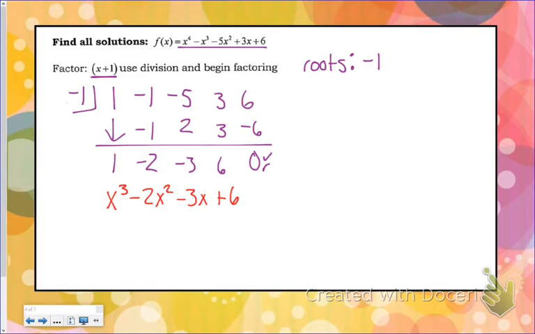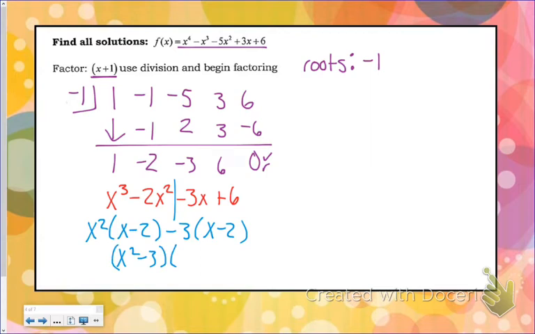So I'm going to factor this by grouping. Cut it in half. x squared comes out, and I'm left with x minus 2. Minus 3 comes out, and I'm left with x minus 2. Your parentheses match. And then I get x minus 2. Okay, so those are my factors.